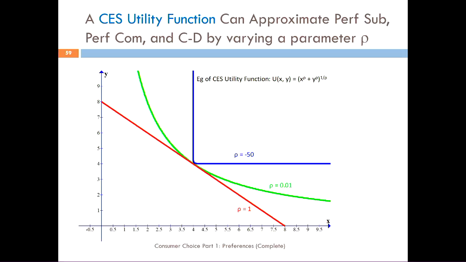And then finally, if you set rho close to 0, the closer to 0, the closer it looks like a Cobb-Douglas function. So it's a very useful function to have. You don't have to say a priori, I'm going to assume that it's perfect substitutes or perfect complements or somewhere between with the Cobb-Douglas. You can just vary the parameter rho and let it be any of those three. So I just want to show you that that's possible.